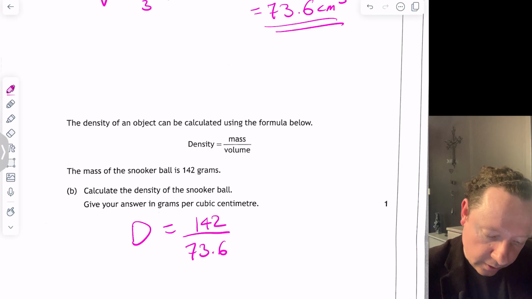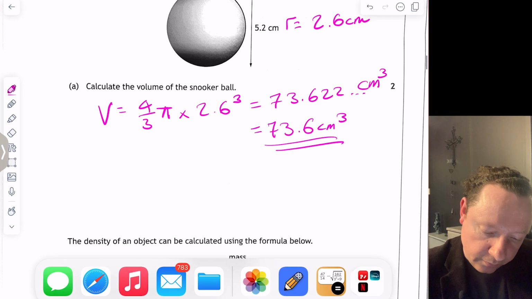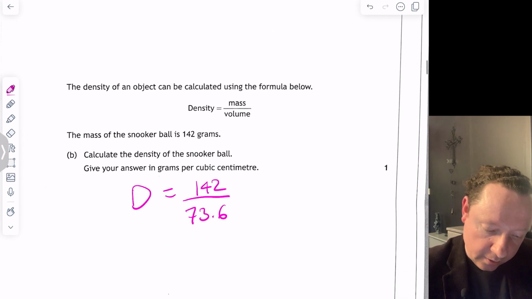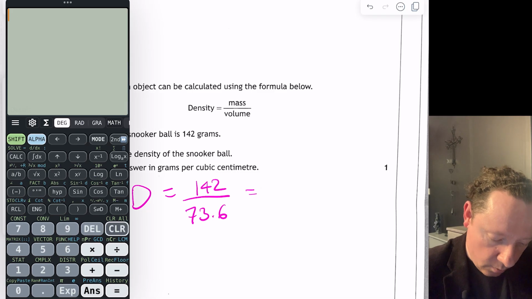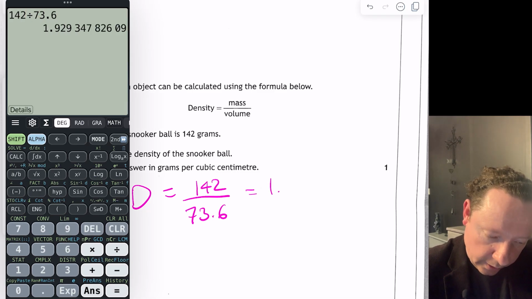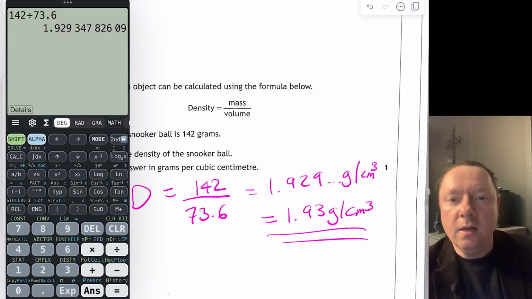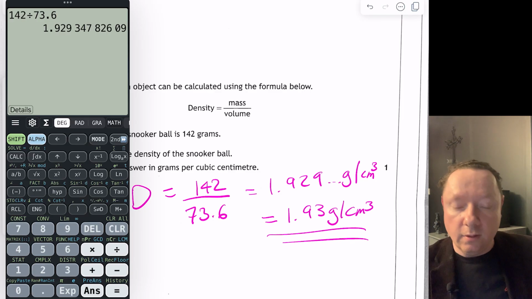Now with the given answer in grams per cubic centimetre, well, I've got cubic centimetres for my volume here, so there's nothing tricky there. And the grams there, so I'm just doing the divide. That's why it's only worth 1 mark. 142 divided by 73.6 is 1.929 grams per centimetres cubed, or about 1.93 grams per centimetres cubed, or 1.9. There's no real rounding required here.